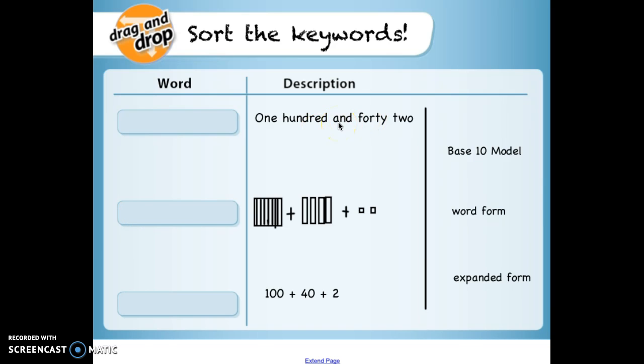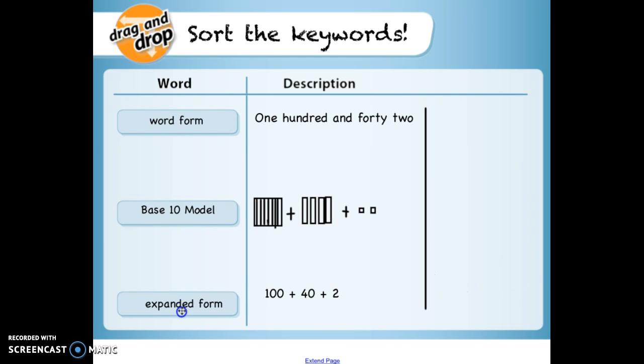Now these are three ways to also write a number. 142 is written in word form. These blocks represent a base 10 model. And this number, 100 plus 40 plus 2, is written in expanded form.